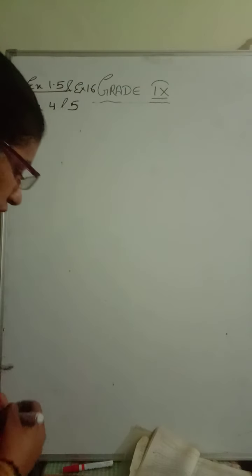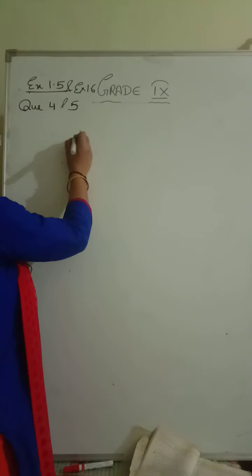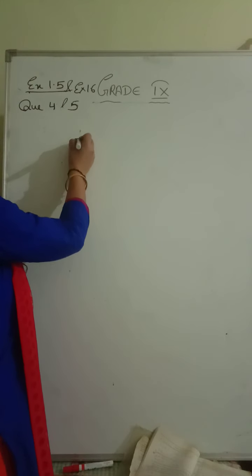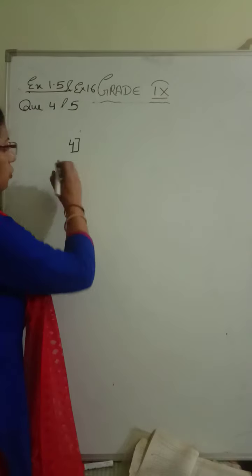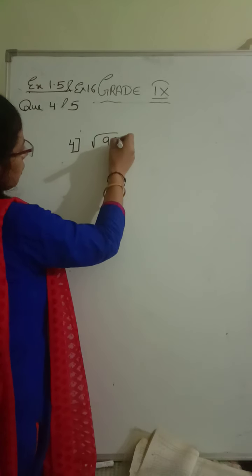Let us do question number 5. Question number 4 and 5. Question number 4 is, represent root 9.3 on a number line. So you have done root 9.3 on a number line.